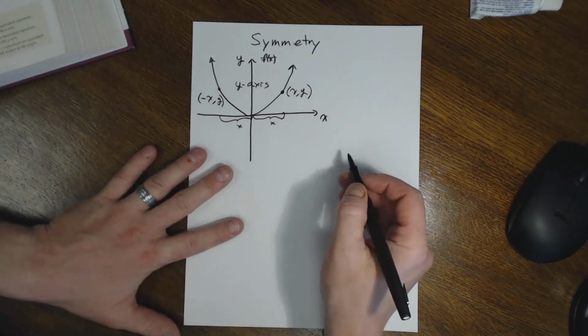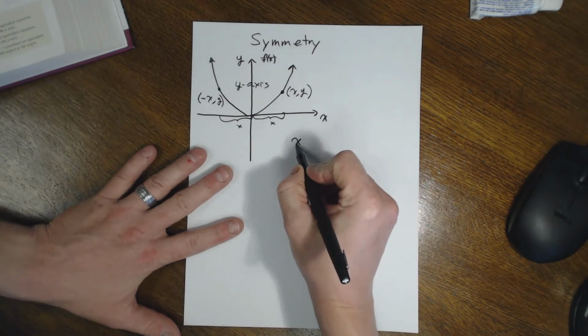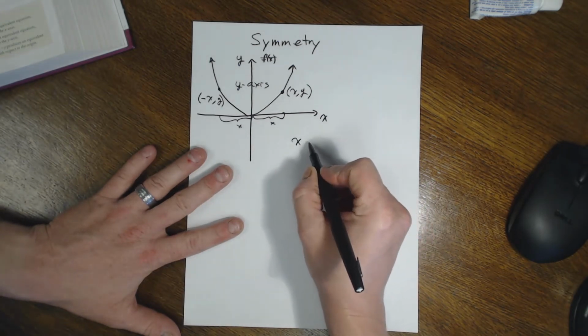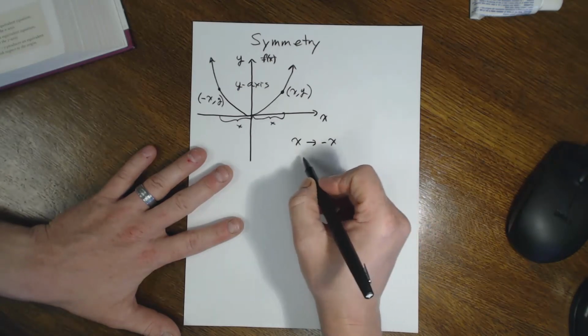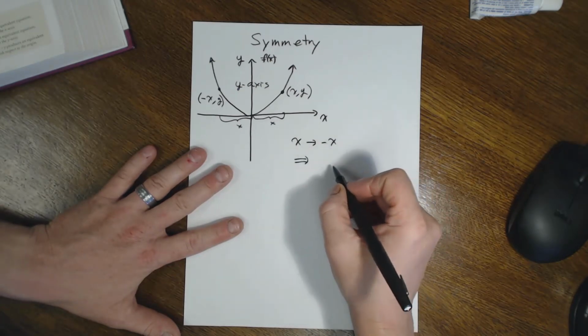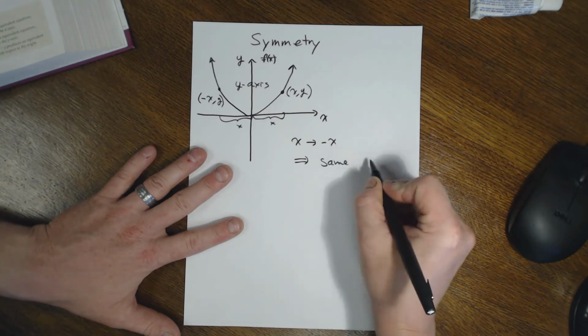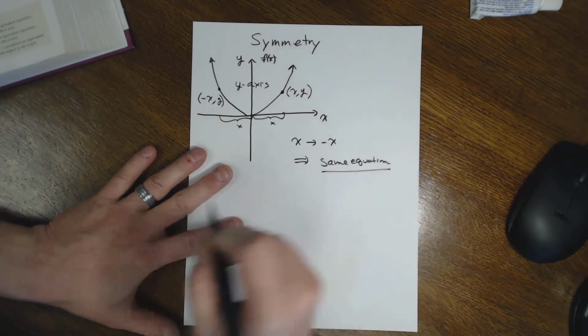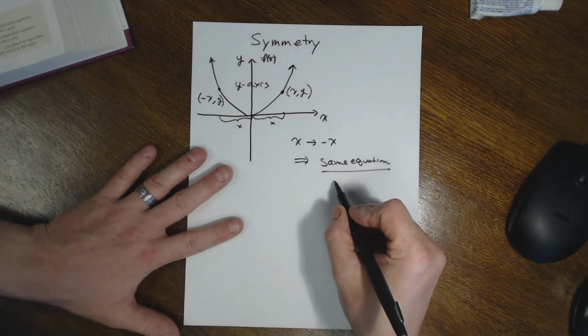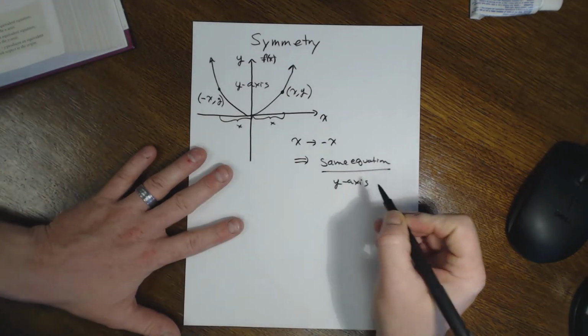Algebraically, if we take an x in any equation and replace it with minus x, and then after you do that, you end up with the same equation, then you have symmetry over the y-axis.